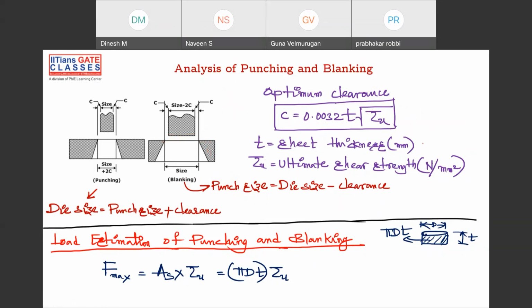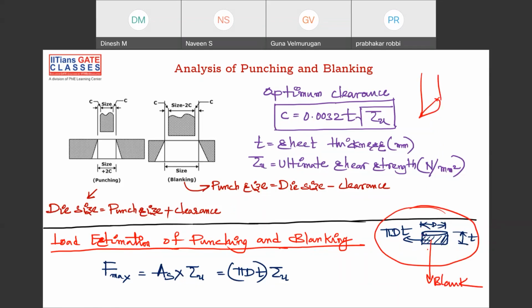So this formula is used for calculating the optimum clearance. And if you want to calculate what is the maximum force that is used, so area of shear. What is the area of shear? So let's say this is the blank that you have produced. Now you want to try to calculate the force. So obviously it is something like this, let's say.